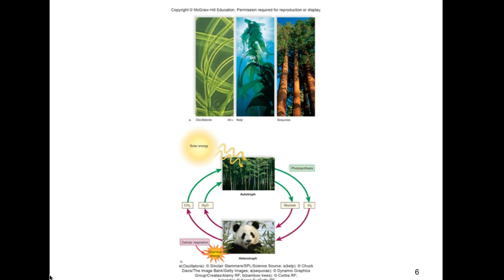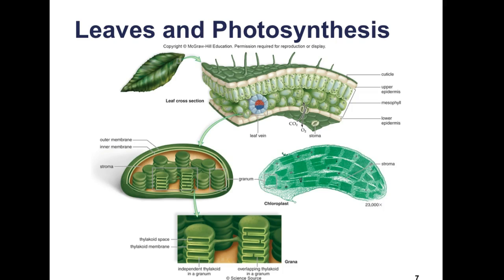So here you could see examples of those organisms and the relationship between a photoautotroph and a heterotroph. Here's the typical leaf structure and chloroplast structure. The upper layer here is the cuticle. That is a waxy layer of the leaf. That waxy layer of the leaf is going to help prevent water loss. Then we have the upper epidermis. The upper epidermis and the lower epidermis both lack chloroplast.